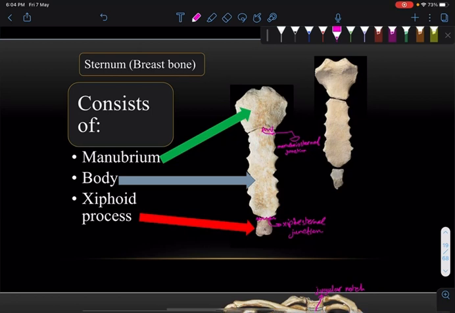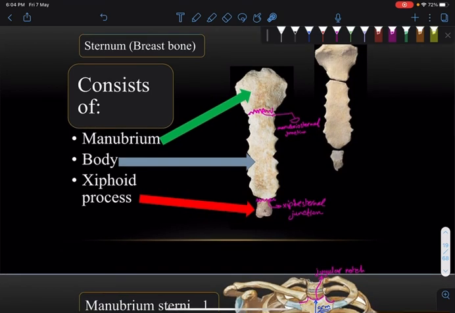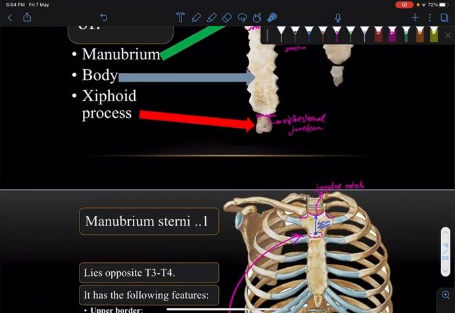هاي الجنكشن تسمى manubrio-sternal junction, and this junction between the sternal body and the xiphoid process is called the xiphisternal junction. Okay, xiphisternal junction and the manubrio-sternal junction. المانيوبريو junction تربط المانيوبريوم مع sternal body, and اللي بربط sternal body with the xiphoid process اللي هي xiphisternal junction.